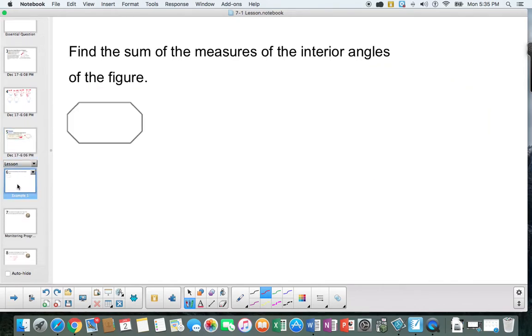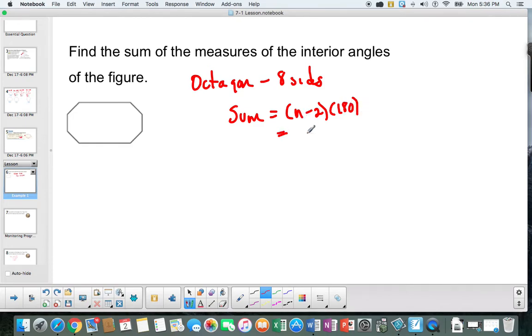Let's see how this formula is going to help us. We want to find the sum of the measures of the interior angles of this figure. Now this figure has 1, 2, 3, 4, 5, 6, 7, 8 sides. It's an octagon, which is 8 sides. So I know the formula is the sum is equal to n minus 2 times 180. N minus 2 refers to the number of triangles. So there's going to be 6 triangles times 180. And 6 times 180 is 1,080.